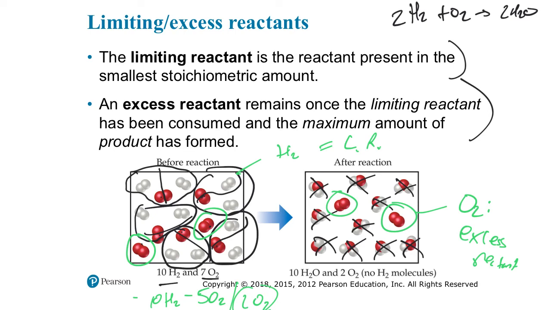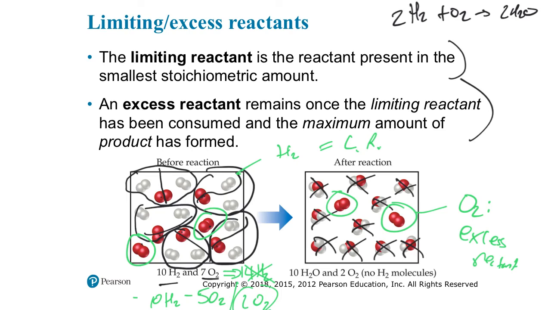Hydrogen's present stoichiometrically in the least amount. For 7 oxygens to fully react, we would need there to be 14 water molecules. So that's why we know oxygen is the excess reactant, because for all of this to react, we would need 14 H2 molecules. We only have 10, so we can't consume all of the oxygen present in this given quantity.